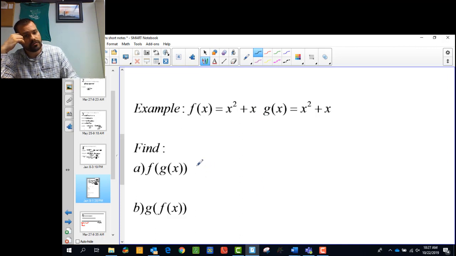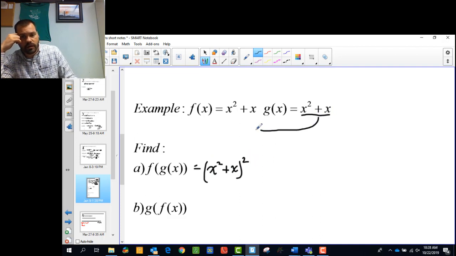So when I say f of g of x, that's going to be x squared plus x, squared, because I'm taking this, x squared plus x, and I'm putting it in both here and over here. So I'm putting it into the x squared first, and then I'm saying plus x, and x is going to be x squared plus x.